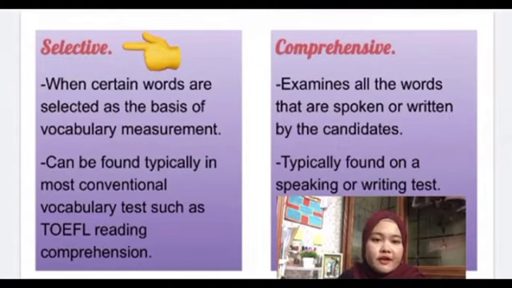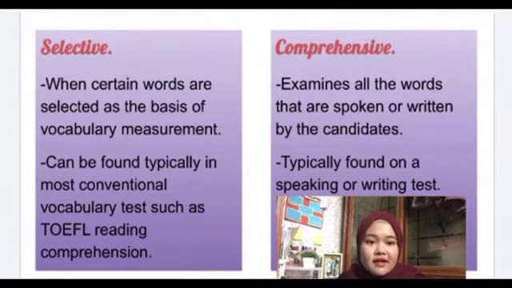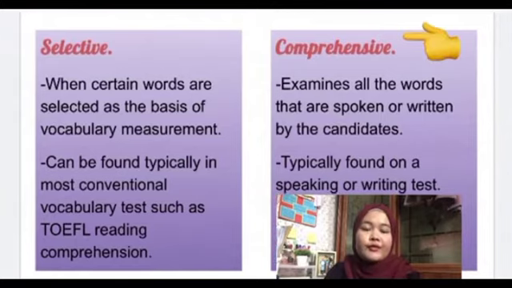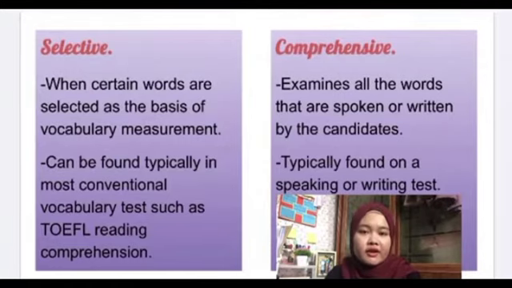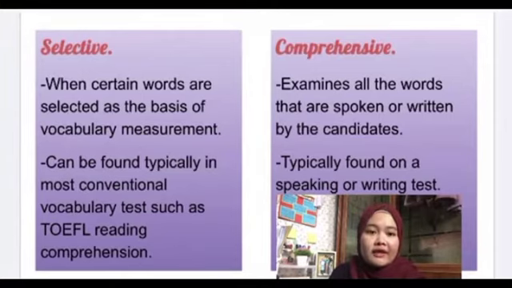Selective vocabulary assessment happens when certain words are selected as the basis of vocabulary measurement. It can be found typically in most conventional vocabulary tests where the test designers select the words to be tested in the assessment, such as those found in TOEFL reading comprehension tests. Comprehensive vocabulary assessment examines all the words that are spoken or written by the candidates. It is typically found on a speaking or writing test where the examiners judge the overall quality of the words rather than looking specifically at some words.